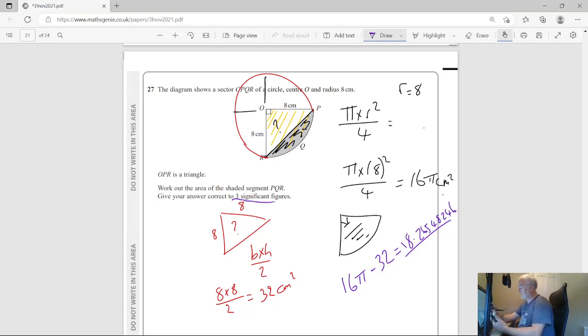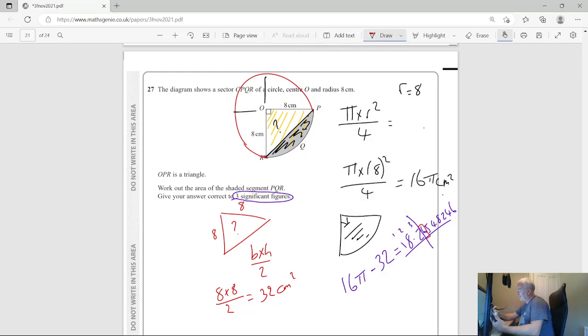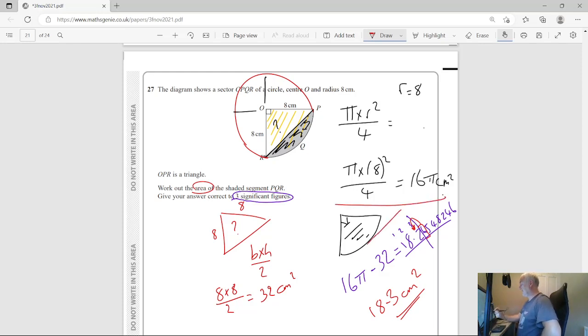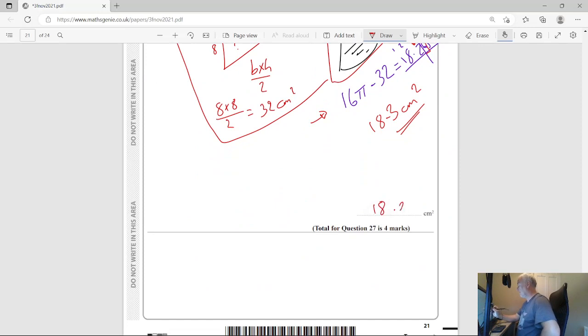18.2654826. It wants it to 3 significant figures. So first, second, third. I'm going to round it to that point there. The 6 is going to make the digit in front round up by 1. So 18.3 centimeters squared, because we're dealing with area. So we found the area of the quarter of the circle, we found the area of the triangle, and then we subtract them from each other to give me 18.3 centimeters squared.